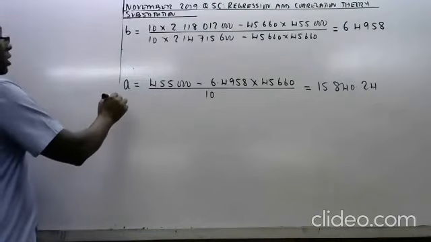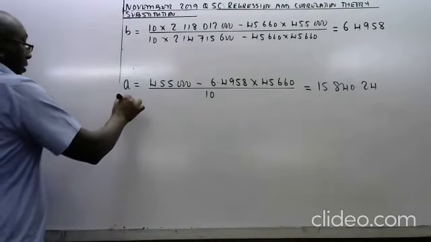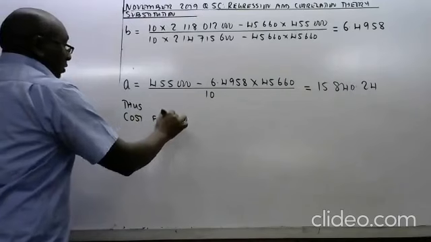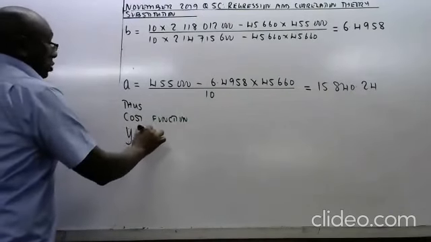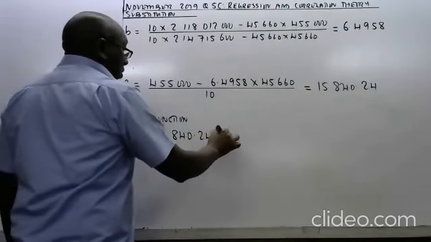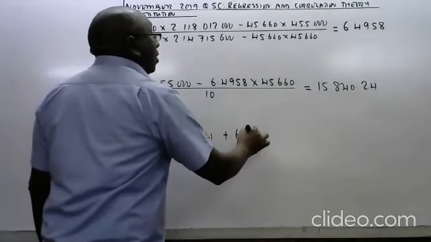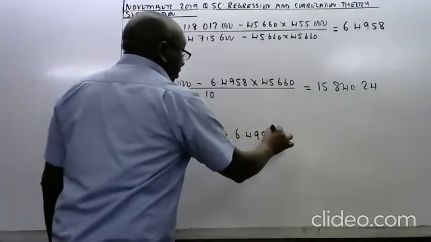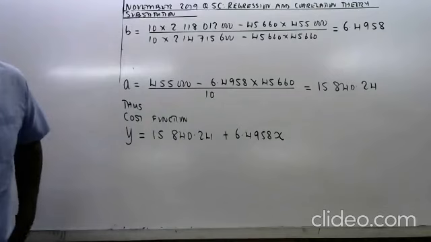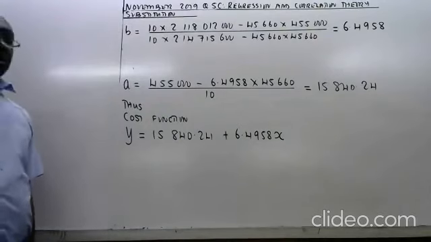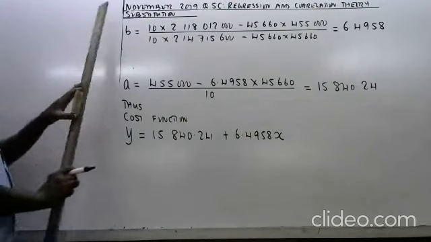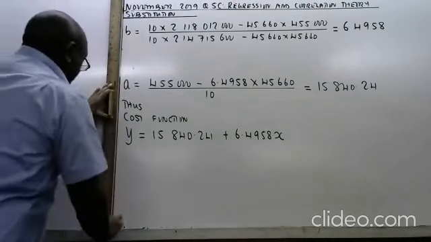Okay. So thus the cost function will be y is equals to 15,840.24 plus 6.4958x. Here's Nancy, I can see that. So that is the answer to that bit where they wanted us to tell them the function.